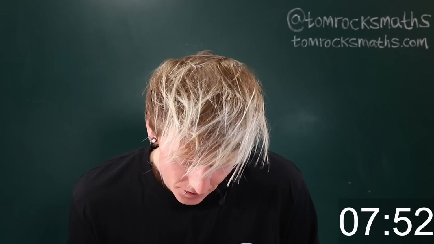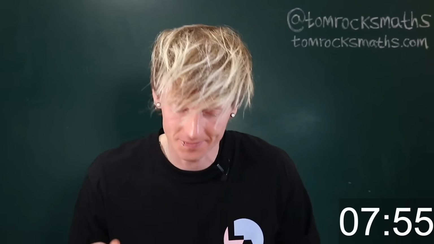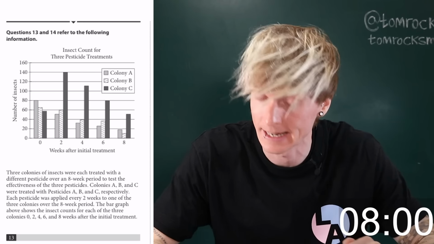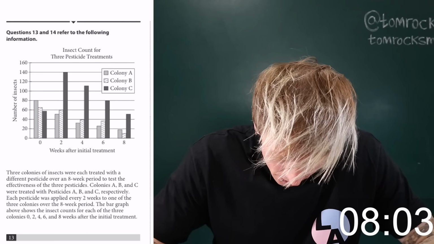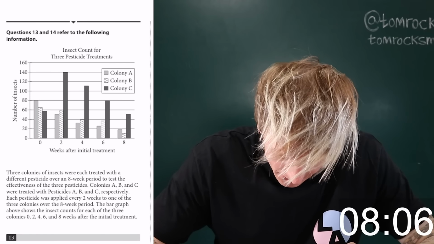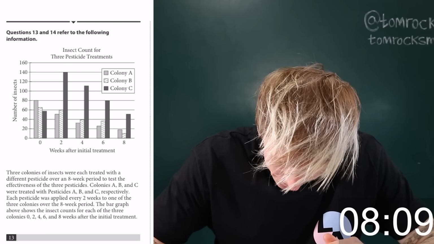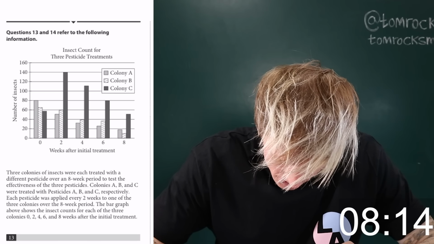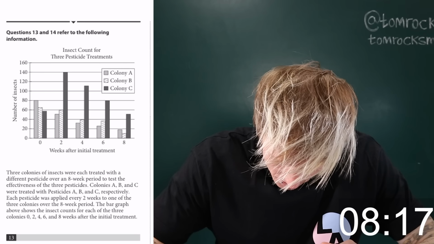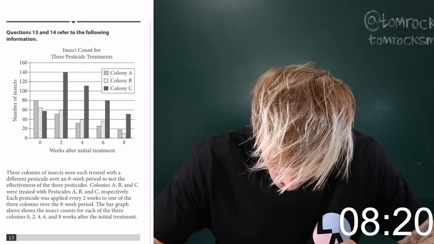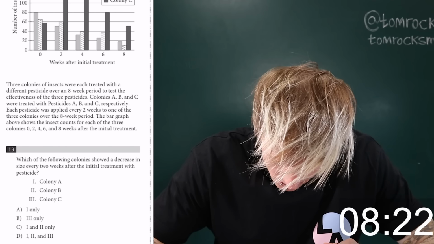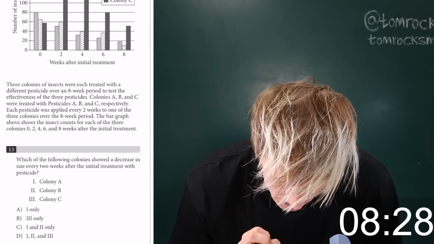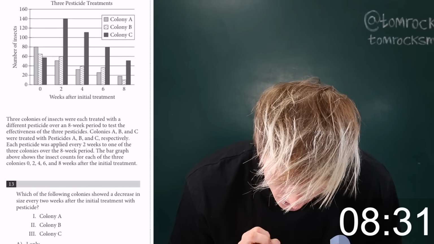Okay, 13 and 14 refer to the following information. Right, let's get reading. Insect count for 3 pesticide treatments. Oh, God. Alrighty. 3 colonies of insects were treated with a different pesticide over an 8-week period to test the effectiveness of the 3 pesticides. Colonies A, B, and C were treated with pesticides A, B, and C, respectively. Okay, each pesticide was applied every 2 weeks to one of the 3 colonies over an 8-week period. The bar graph shows the insect counts for each of the 3 colonies. Okay. Which of the following colonies showed a decrease in size every 2 weeks? Do any of them always go down?